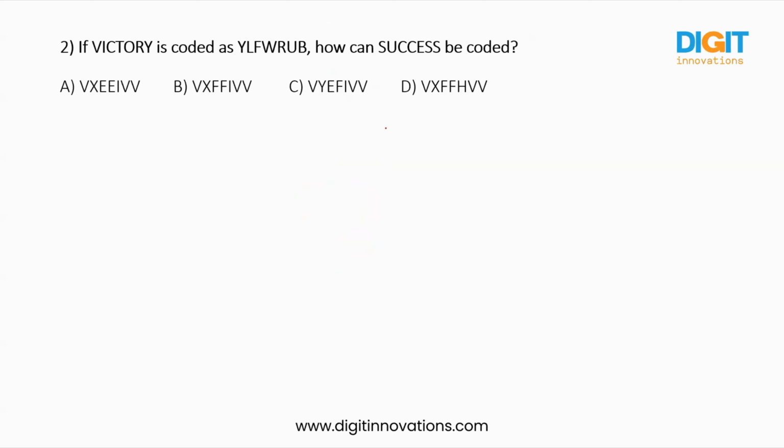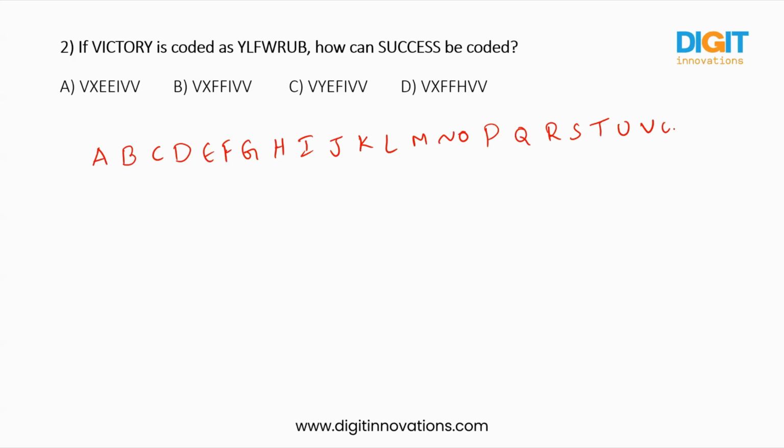If victory is coded as YLFWRUB, how can success be coded? So for clarity, I'll write the alphabets C, D, E, F, G, H, I, J, K, L, M, N, O, P, Q, R, S, T, U, V, W, X, Y, and Z. So let us see what the pattern is between victory and this one, how it is coded.